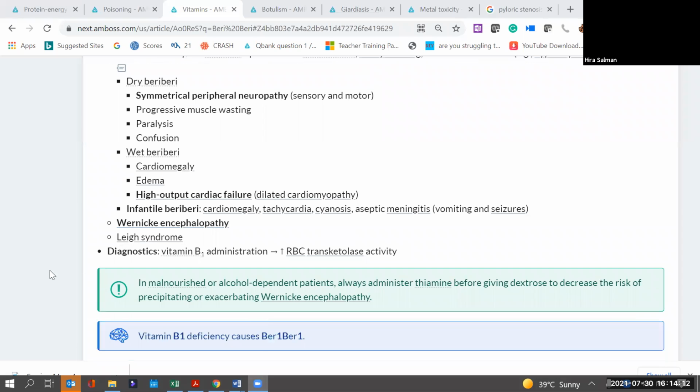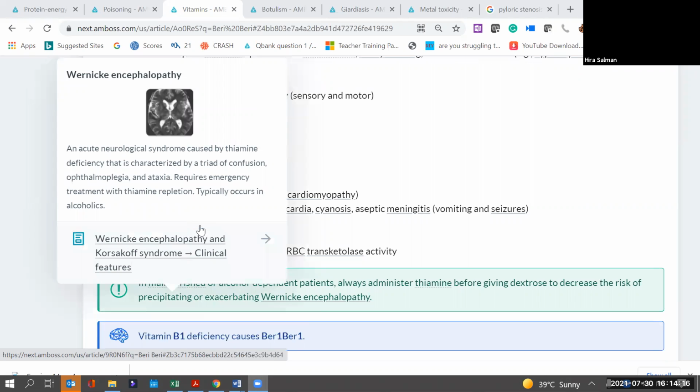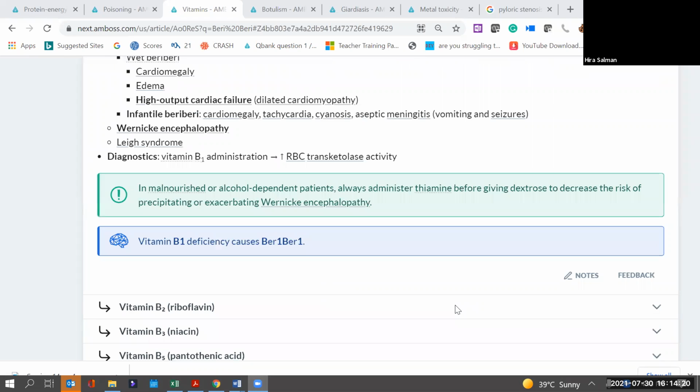Also, don't worry about Leigh syndrome, but just memorize Wernicke's encephalopathy, and of course the symptoms of dry and wet beriberi. And always remember, this beriberi is all because of deficiency of thiamine. The other name is vitamin B1. That's important from the exam point of view.